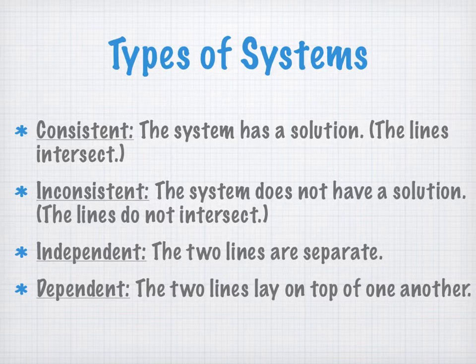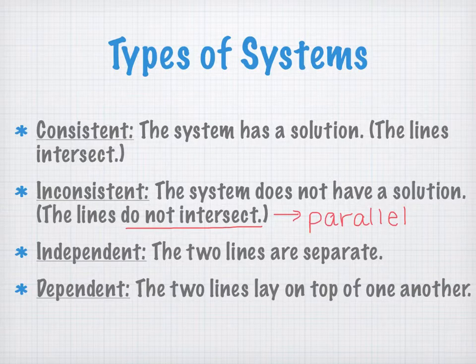Inconsistent means there's no solution, and the only way you can get no solution is if the lines do not intersect. And what I wanted you to think about from geometry is if the lines do not intersect, that means they must be parallel. So parallel lines would result in an inconsistent system.